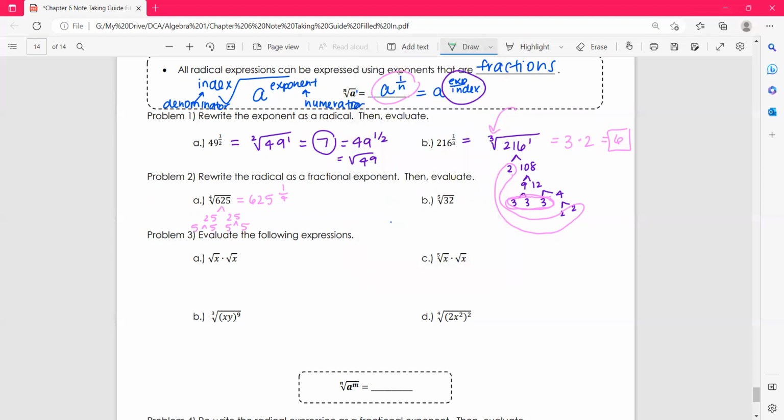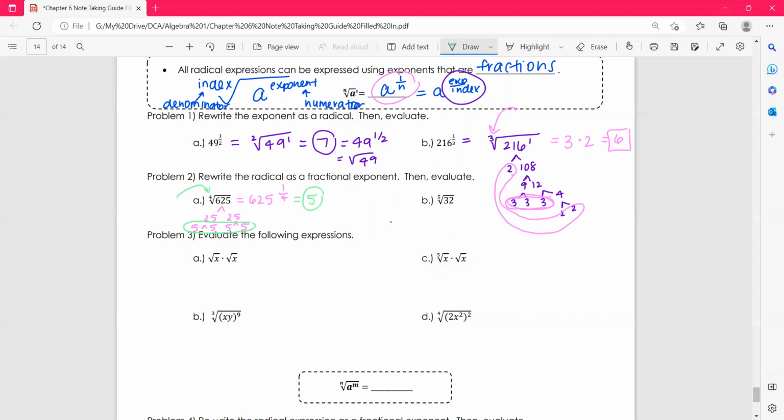This time I'm going to look for quadruplets because my index is a 4. So notice I've got 4 5s. That becomes 1, and I've got nothing else, so my final answer is a 5. Okay, let's check out the next one.